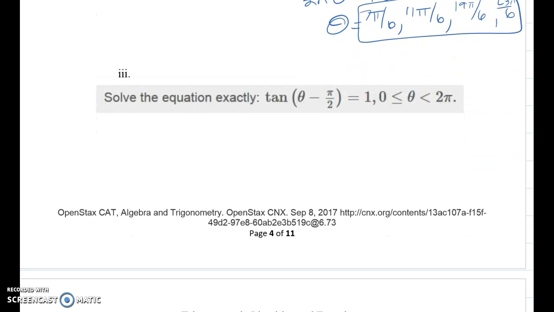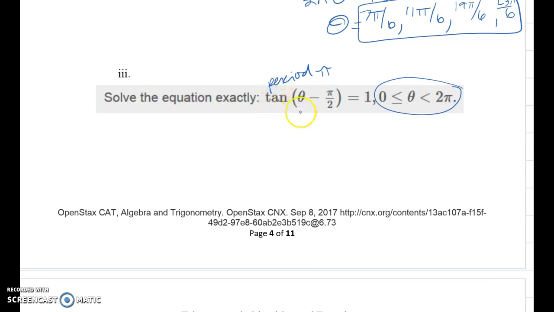Last example here, solve the equation exactly, and they gave me tangent of theta minus pi over 2 equal to 1. And again, the domain for theta is going to be between 0 and 2 pi. Now, do remember that tangent was a little bit different than sine and cosine. Its period is actually just pi. Remember, it had the asymptotes at negative pi over 2 and pi over 2. And so I'm just going to think about what I know first.